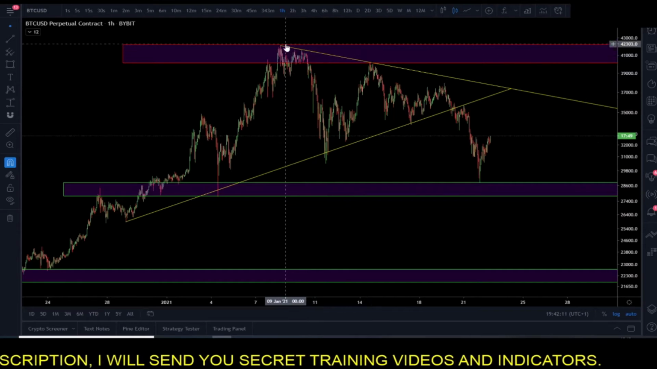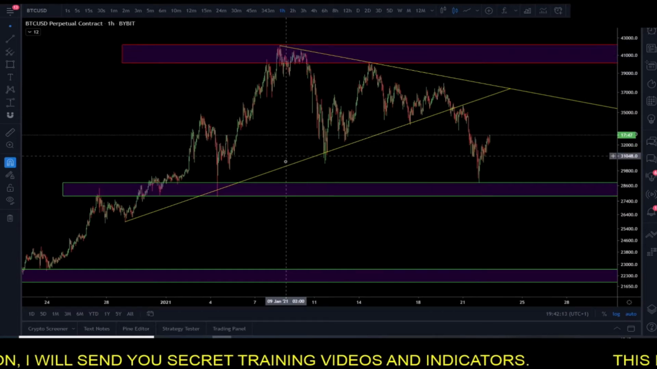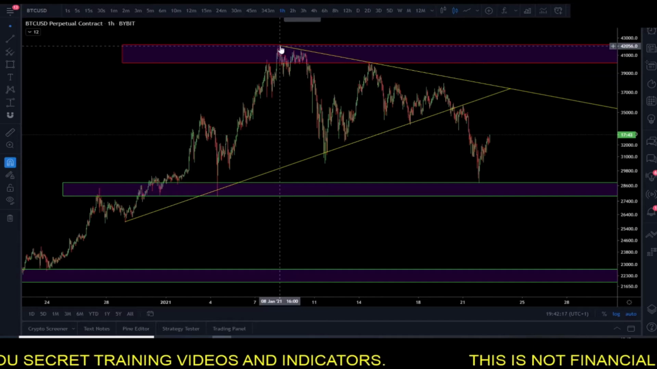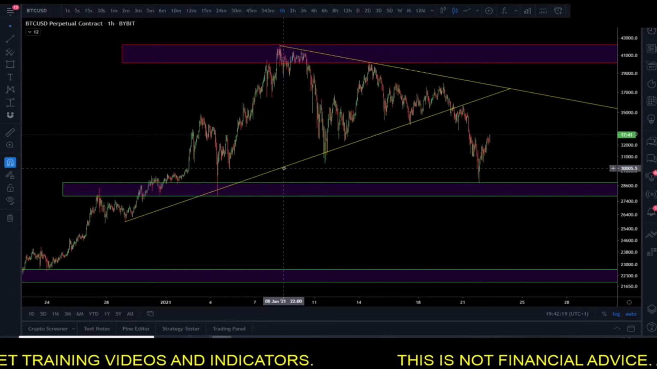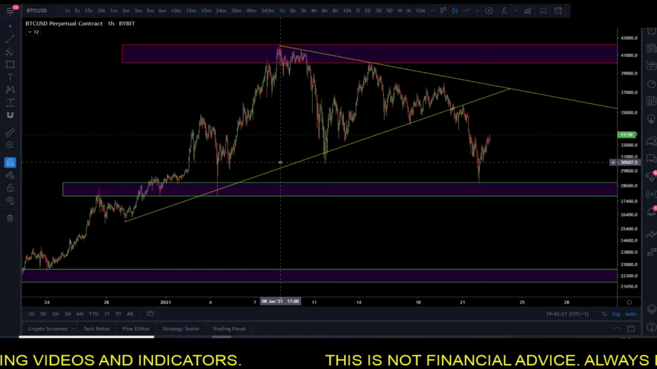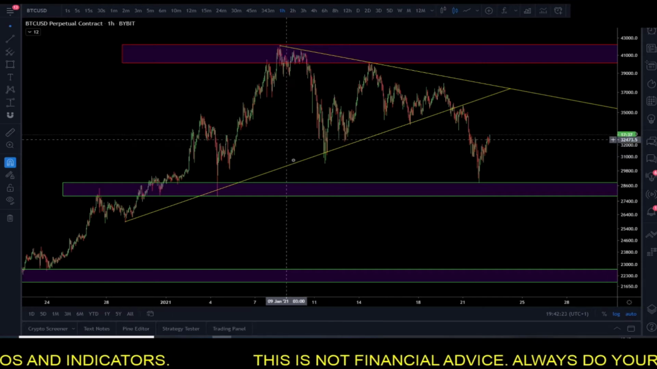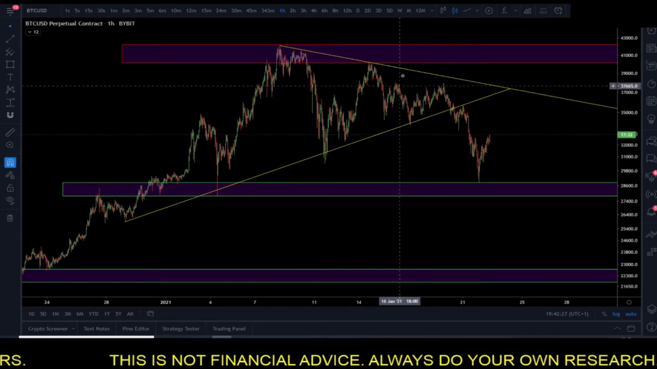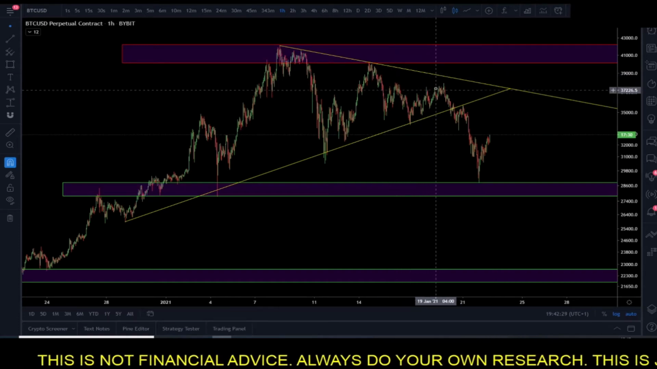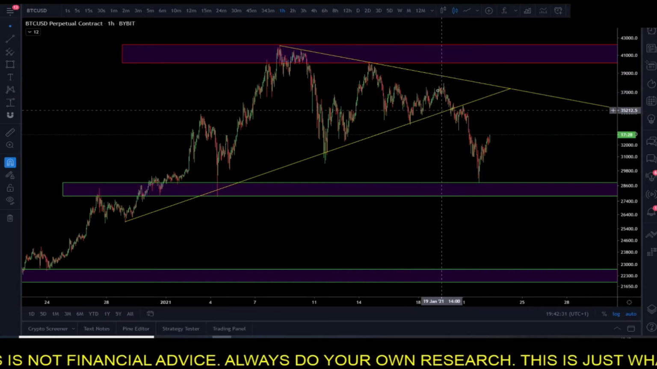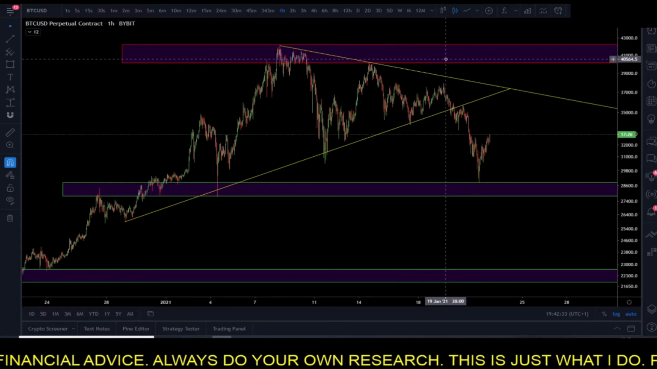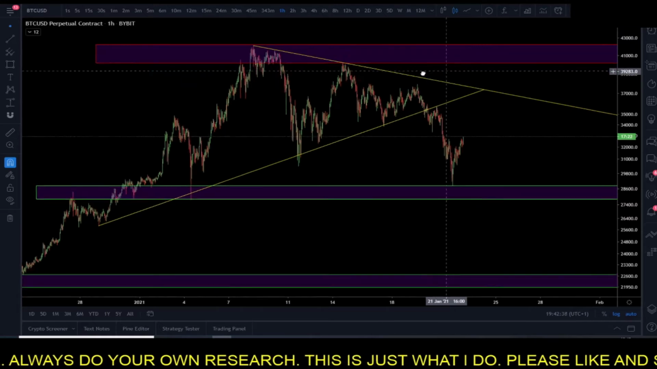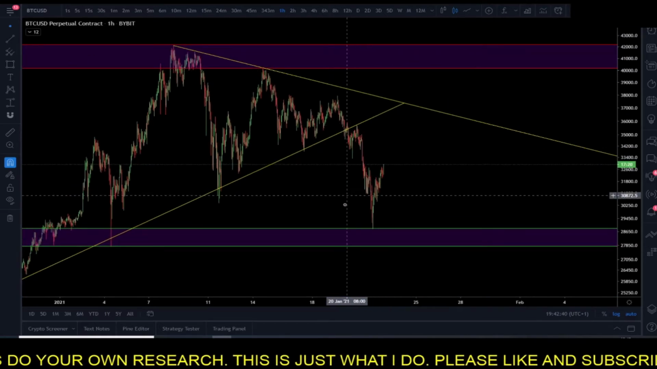Because here we see a symmetrical triangle, and symmetrical triangles are most of the time continuation patterns. So in 70% of the cases, the price bounces inside here. It's like coiling up, and then it has to release its pressure. Most of the times, it is to the upside. This time, it went to the downside.